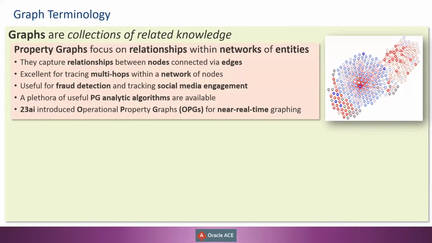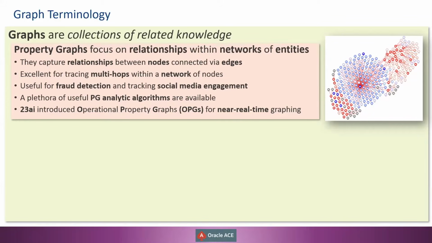The first time I actually knew a little bit about it was, I believe, Oracle 12c, somewhere right around 18c, if I remember correctly, or 19c. I think it was either 18 or 19. We got property graph support. And in 23AI, we got operational property graphs, or OPGs.